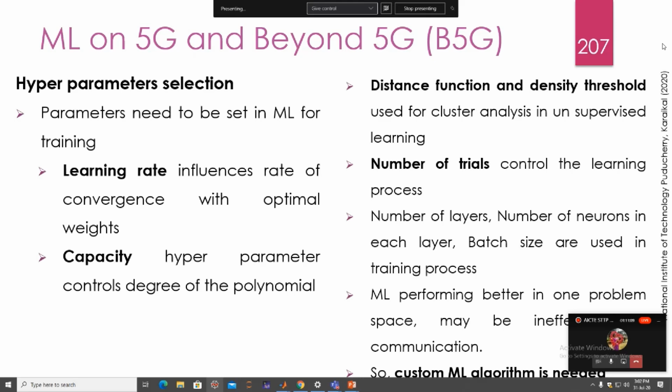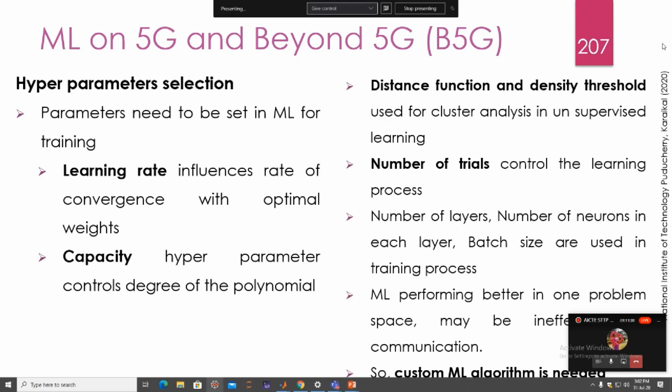Today in the morning class I told you that in the training process we have to reduce the mean square error. The mean square error is to be minimized, and it can be minimized by a process known as stochastic gradient. In stochastic gradient, what exactly are we doing? We are minimizing the mean square error toward zero.